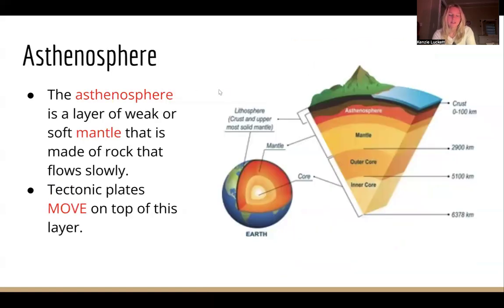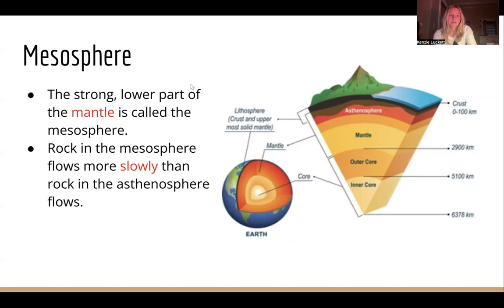Okay, now we have the asthenosphere. And this is a layer of weak or soft mantle that is made of rock that flows slowly. So the asthenosphere, the rock, remember we talked about how the mantle moves in convection currents. That's what's going on in that asthenosphere. That mantle is flowing in convection currents, and the tectonic plates are moving on top of this layer. So the asthenosphere is really the mantle, like the middle part of the mantle. It's all mantle, the asthenosphere. It's really like the top right under the lithosphere, and then there's some of the mantle left. So it's kind of in the middle of the mantle that we're talking about with the asthenosphere. And we're going to have a lot of convection currents going on. And then remember, we talked about the lithosphere having the tectonic plates. So this is the layer that moves the tectonic plates through convection currents.